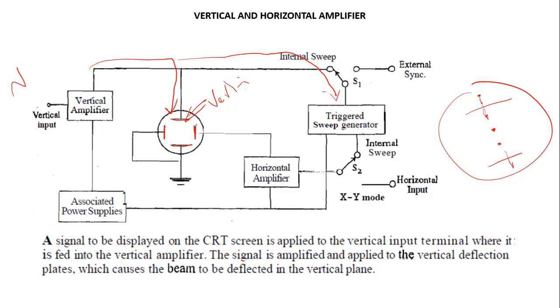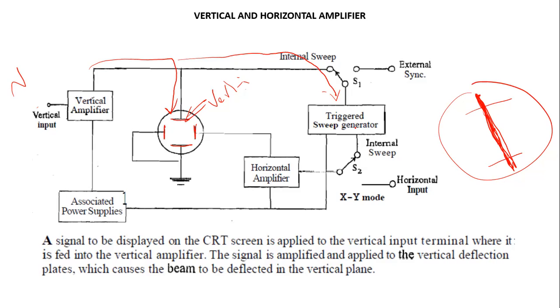And depending on the signal, the glow may travel up and down only. But when you are going to display it in a CRO, if you want to see the frequency of the signal and all, what you need to do is that same vertical amplifier signal coming out from this vertical amplifier can be connected to the trigger sweep generator.